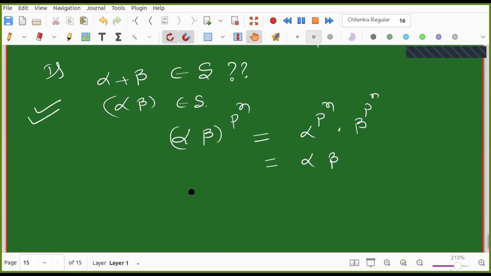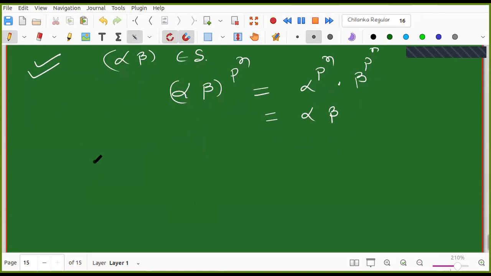Now coming to alpha plus beta. What do I have to do? (alpha + beta)^(p^n) is equal to alpha plus beta. This is what I have to show. Do it.